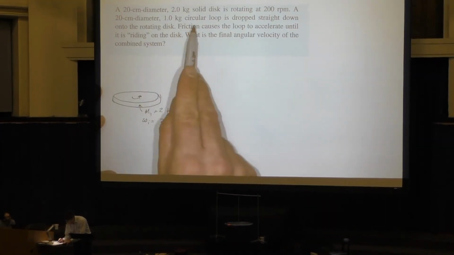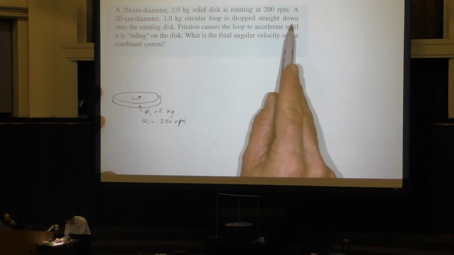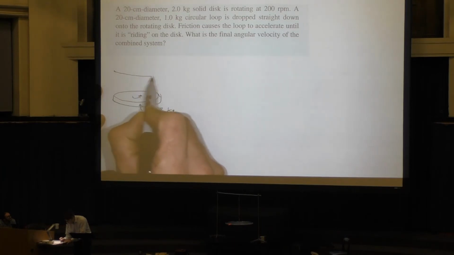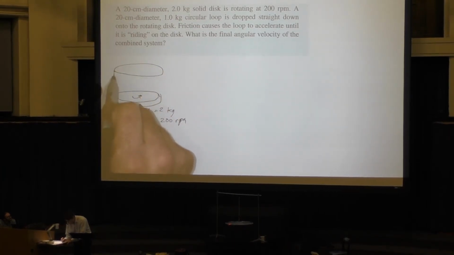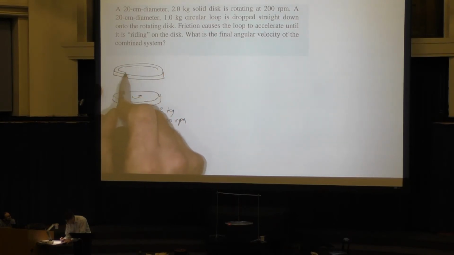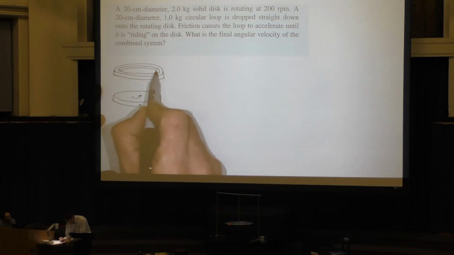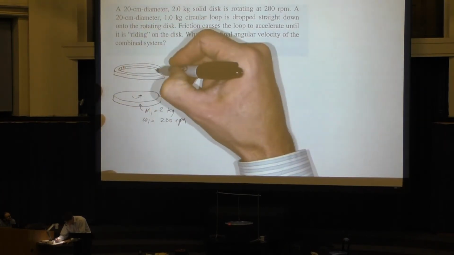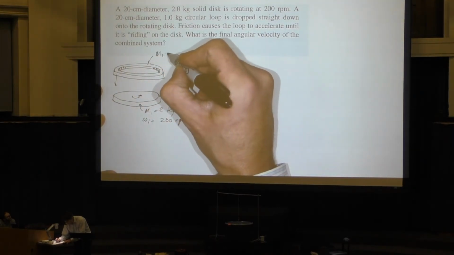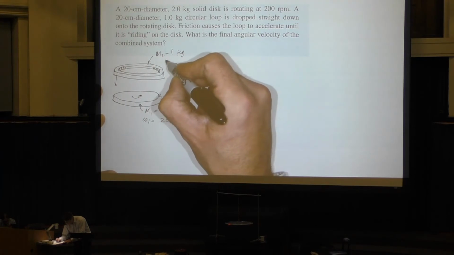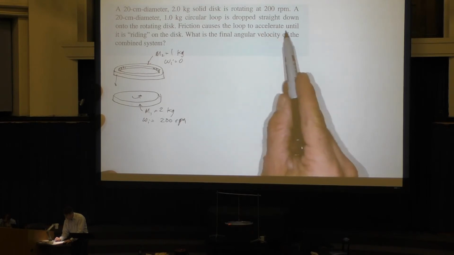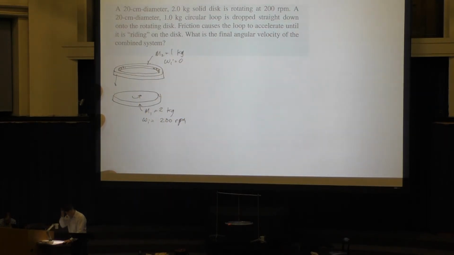A 20 centimeter diameter, 1 kilogram circular loop is dropped straight down onto the rotating disc. It's a little harder to draw, but I'll do my best. So it's a loop, I think like a hoop, so it's empty in the middle. You kind of picture it? I'm not an artist, but you got the basic idea. Anyway, it goes down. Let's call this M2, which is 1 kilogram, and omega initial is 0. It's not rotating. Friction causes the loop to accelerate until it is riding on the disc.